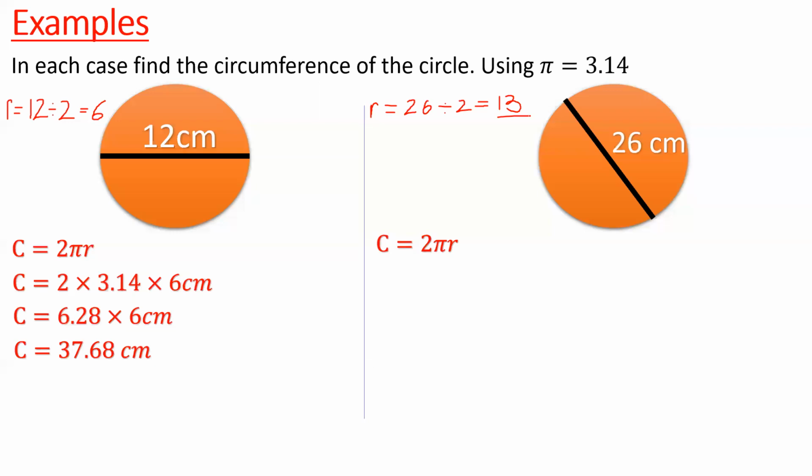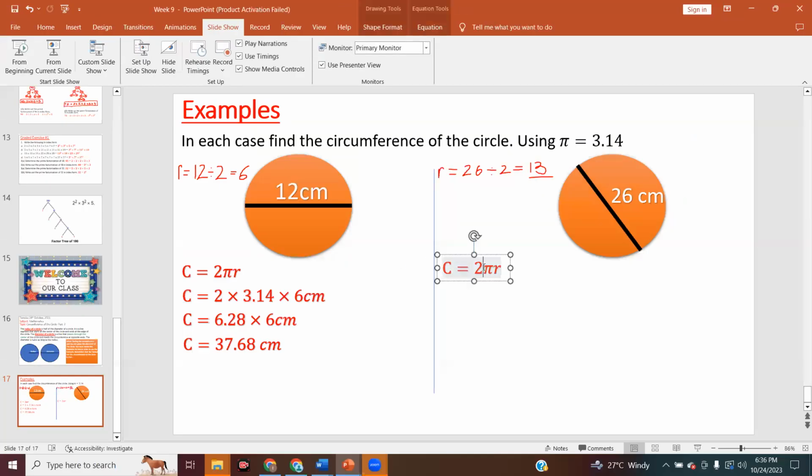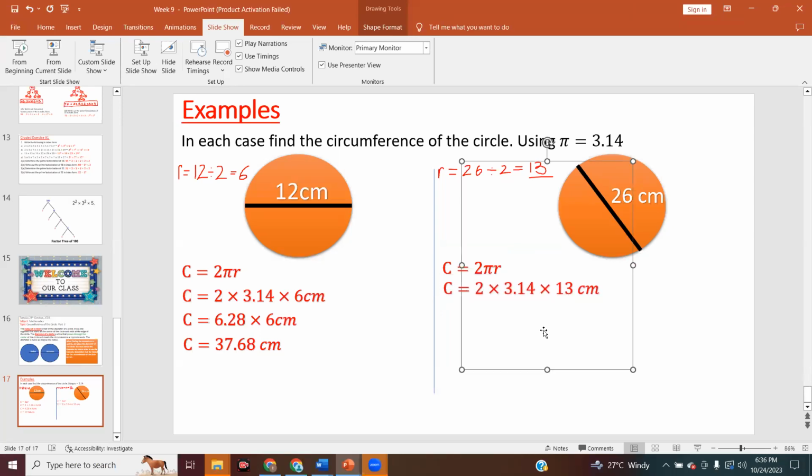Now, since the radius is equal to 13, we are going to do 2 times pi times r. So what's the next thing? 2 times pi times what? 26 or 13? 13, very good. We use 13 because 13 is the radius. So 2 times 3.14 times 13, and that'll be that.